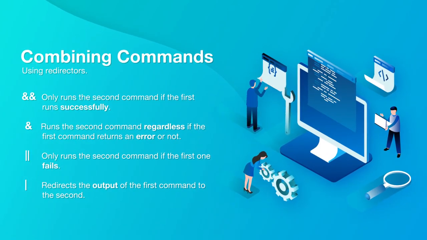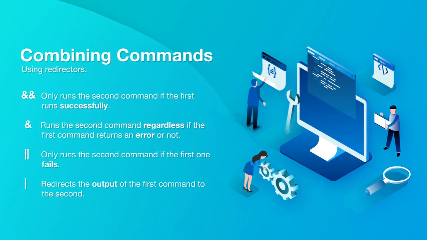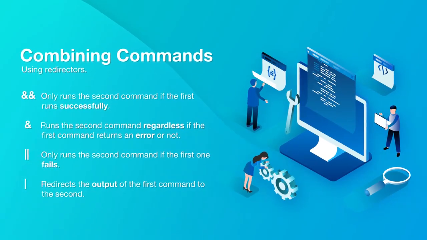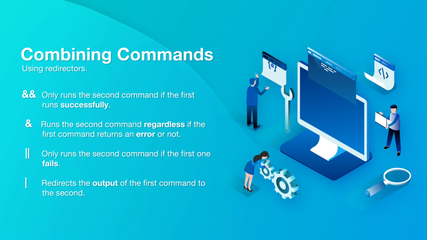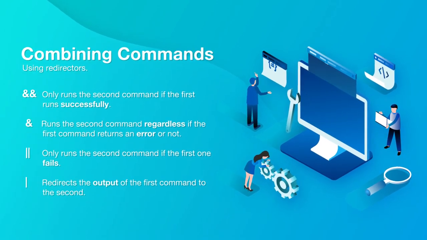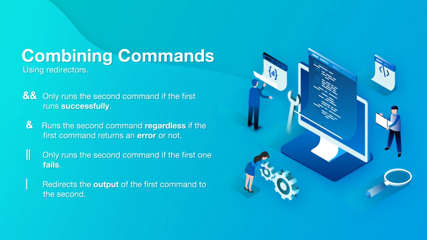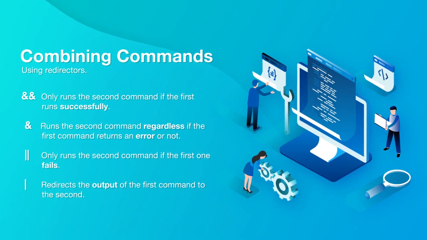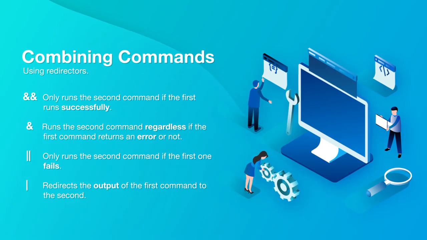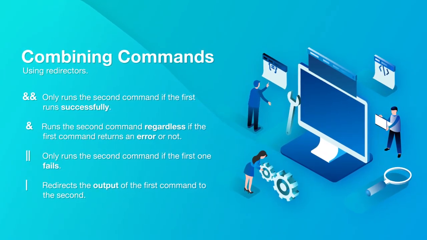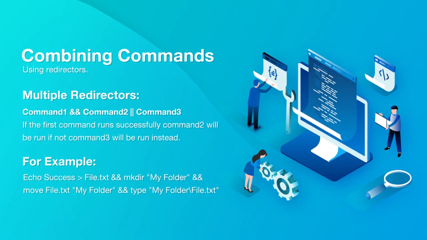The most commonly used redirector is the double ampersand. It only runs the second command if the first runs successfully. Next up is the single ampersand. It runs the second command regardless if the first command returns an error or not. Then we have the double vertical bar, which only runs the second command if the first one fails. The single vertical bar, which redirects the output of the first command to the second.